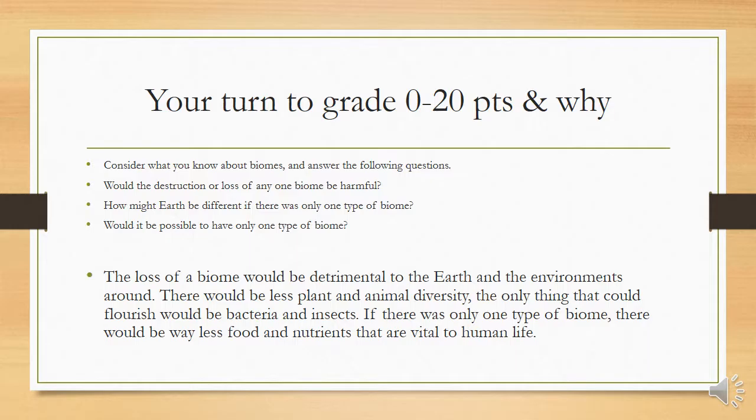There would be less plant and animal diversity. The only thing that could flourish would be bacteria and insects. Okay, why? Where did they come up with that? They're talking about the loss of a biome, so that would affect all the other biomes. So we just need to go into more detail about this.